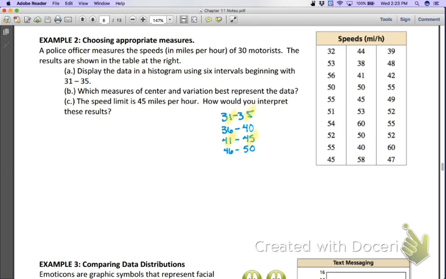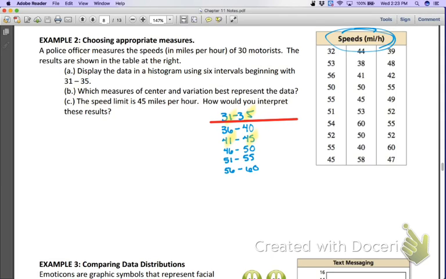Do I need to keep adding values? Do I still have numbers over here in my table that are above 50? Yeah. So I would go 51 to 55. Do I need to keep going? Yep. 56 to 60. Do I still have values that are above 60? No, so I can stop, right? Does that make sense?